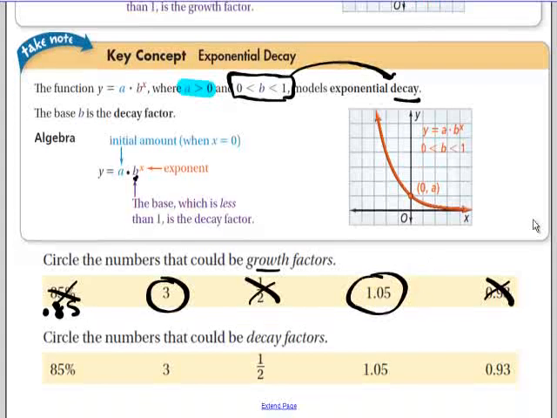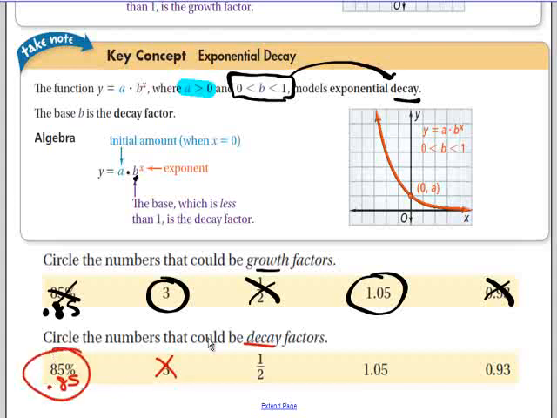So they're going to ask the same question in reverse. Which ones could be decay this time? Well, now I'm looking for things that are less than 1. So I know 3 is out. 85% is 0.85, so that's a good one. 1/2 is less than 1. 1.05, I can stop right there when they have something after the point. And then 0.93, that is less, so that is going to be a decay factor. So if this was in the equation as the b value, then that would make these true for growth and true for decay.